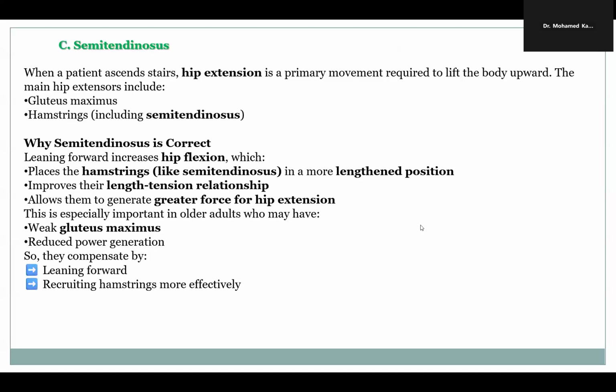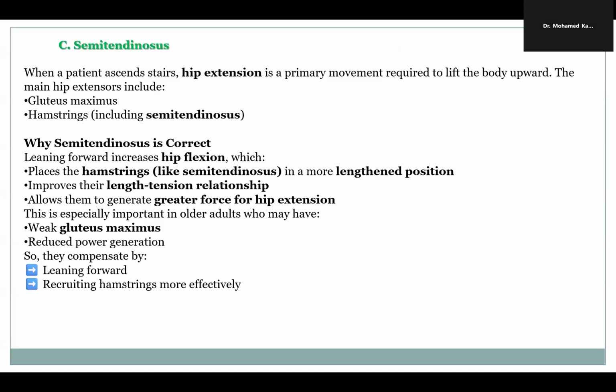So the answer is semitendinosus, and let's explain why. When the patient is ascending stairs, hip extension is the primary movement required to lift the body upward. So, what are the main hip extensors? These are gluteus maximus and hamstrings. And we know that semitendinosus is one of the hamstring muscles. So you need to know which are the hamstring muscles: semitendinosus, semimembranosus. You need to know that.